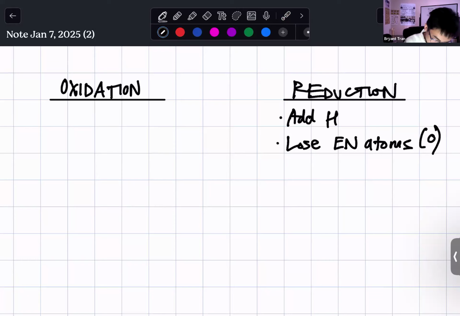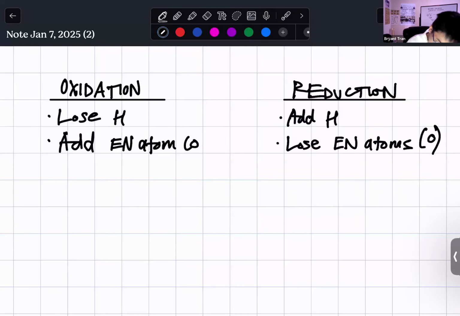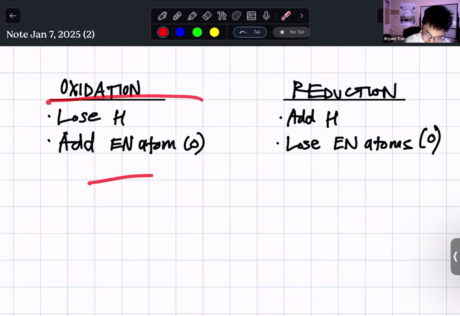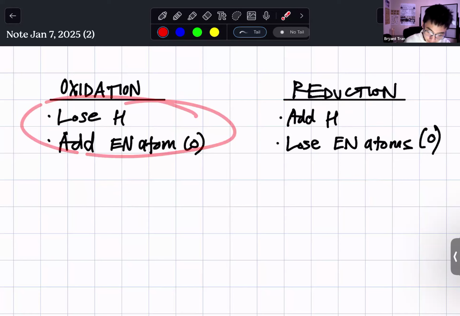Most commonly when you reduce something we lose oxygen, but in general it's an electronegative atom. Oxidation is the opposite: we lose hydrogens and add bonds to electronegative atoms like oxygen. This is typically what we use for OChem. In Gen Chem, it's OIL RIG or LEO the lion says GER, where oxidation is the loss of electrons and reduction is the gain of electrons. But we'll think about it more in terms of hydrogens and electronegative atoms.